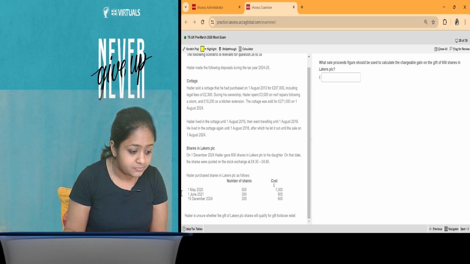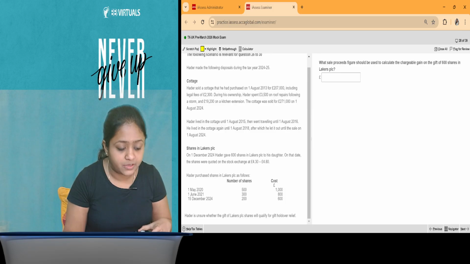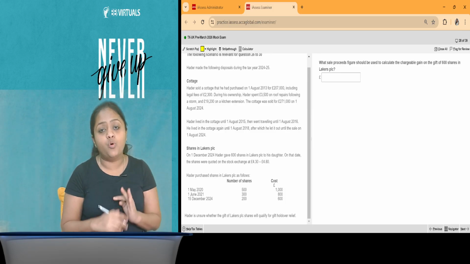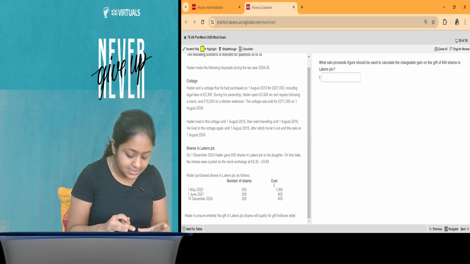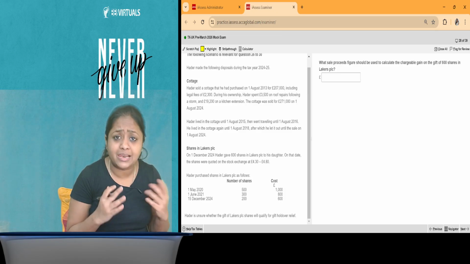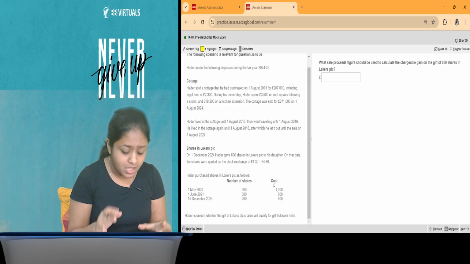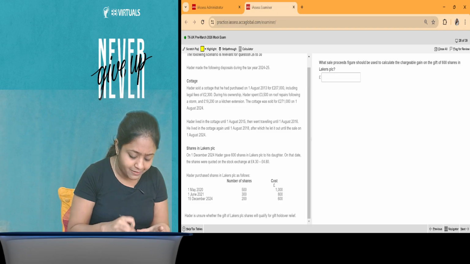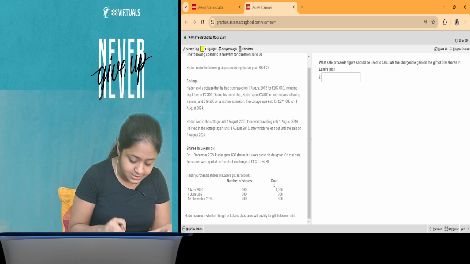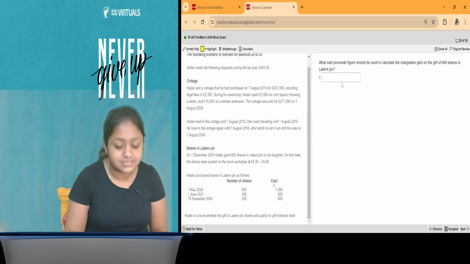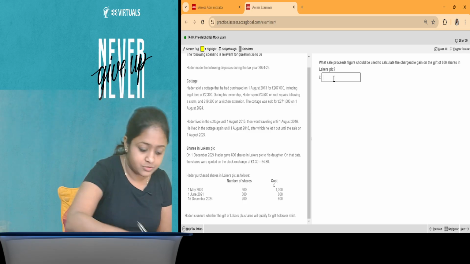Hadar purchased the shares, so this is all the detail. Hadar is unsure whether the gift of Lakers company shares will qualify for holdover relief or not. I think that's for the subsequent questions. So let's do it here. What is the average price? How do you calculate average? A plus B by 2, the normal average method that we use. So 4.8 plus 4.3 divided by 2, you get 4.55. Multiply with 600 shares and you get 2730. 600 multiplied by the average of it. So done?